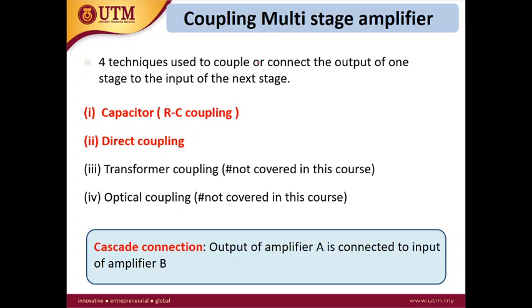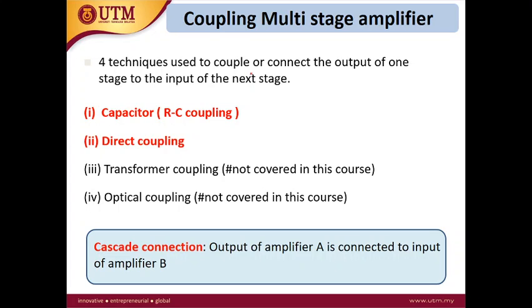So in the previous video, we discussed how the coupling, how the cascading of many amplifier stages can increase the gain. And then we also noticed that the input and output impedance of every stage will affect the voltage gain, the transfer of the voltage from one stage to another stage, and at the end it will eventually affect the output voltage.